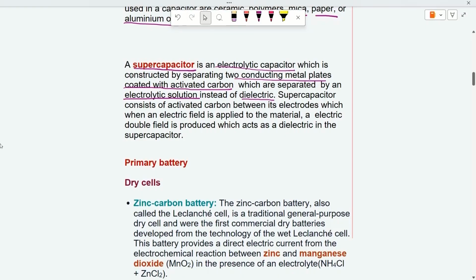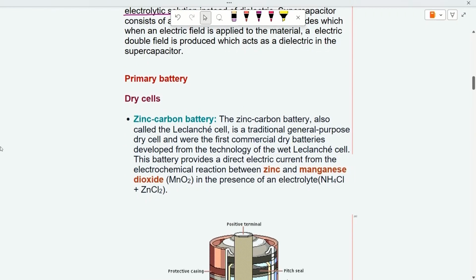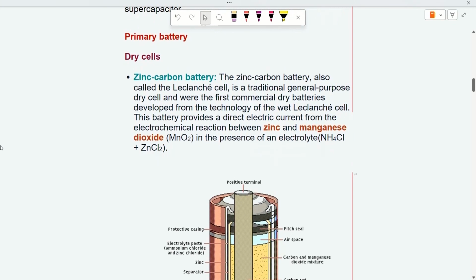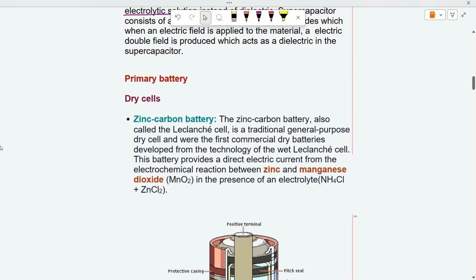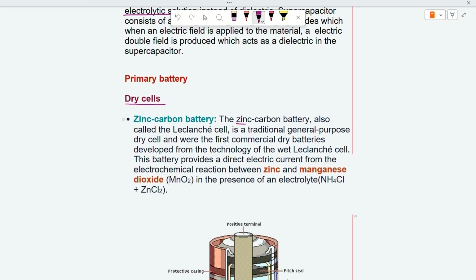Now, let us go into detail on the primary battery. For the primary battery, the first example is a dry cell and this is the first one discovered. Dry cells are the ordinary cells we will be using in TV remotes, in some torches, in wall clocks and all. It is a common battery and it is one of the cheapest batteries. It is known as a zinc carbon battery.